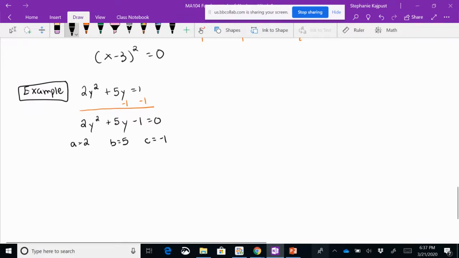So I'm going to write the quadratic formula. In this case, our variable is y, so instead of x equals, it's going to be y equals. So we have y equals negative b plus or minus square root of b squared minus 4ac all over 2a. So a is going to be 2, b is going to be 5, and then c is negative 1.